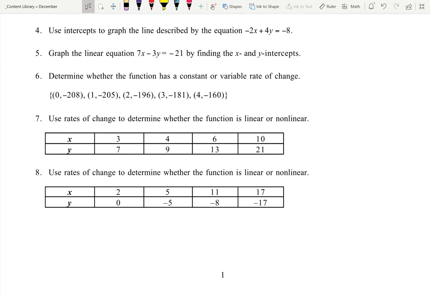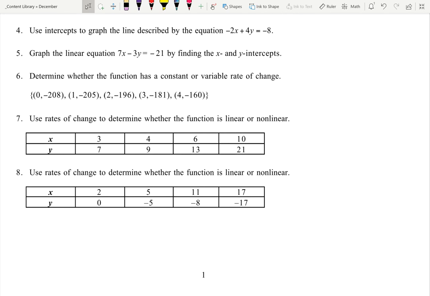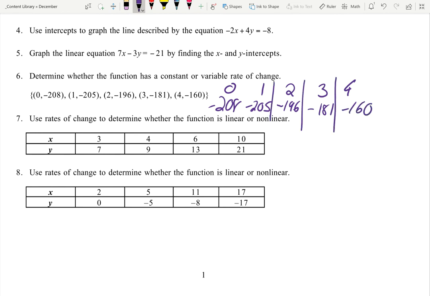Okay, I recommend using a table. So I would recommend just rewriting this information into a table for number 6. I think that would be easier. So 0, 1, 2, 3, 4, and it was negative 208, negative 205, negative 196, negative 181, and negative 160.